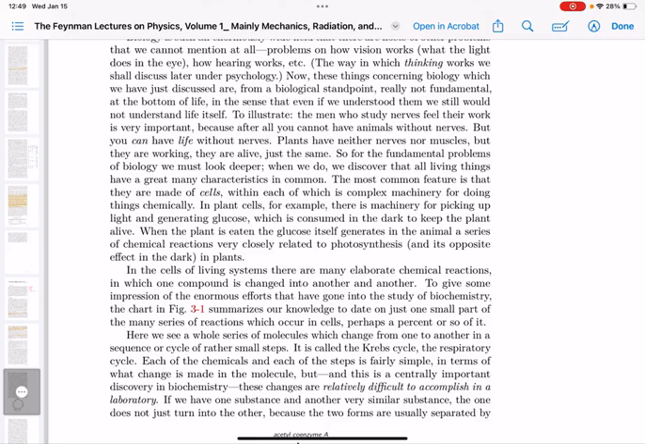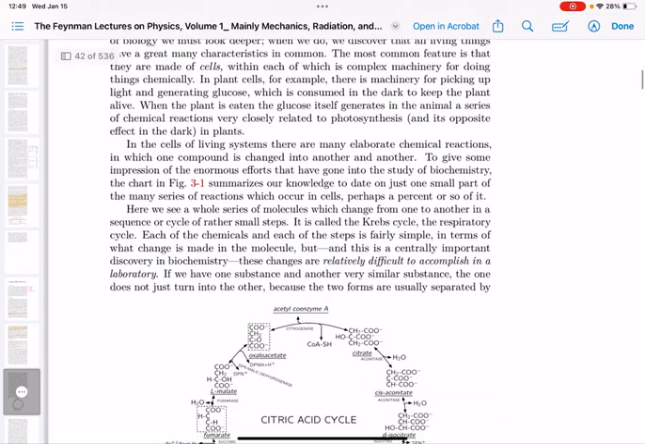When we do, we discover that all living things have a great many characteristics in common. The most common feature is that they are made of cells, within each of which is complex machinery for doing things chemically. In plant cells, for example, there is machinery for picking up light and generating glucose, which is consumed in the dark to keep the plant alive. When the plant is eaten, the glucose itself generates in the animal a series of chemical reactions very closely related to photosynthesis.